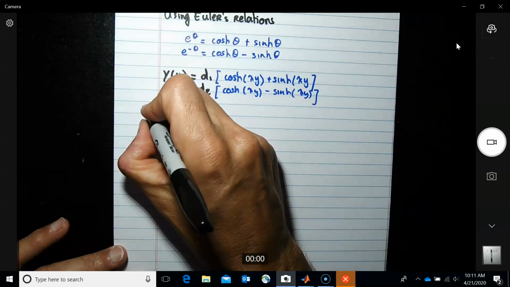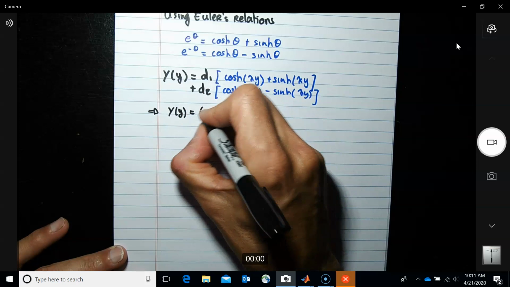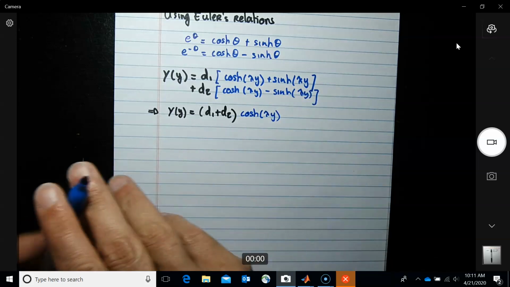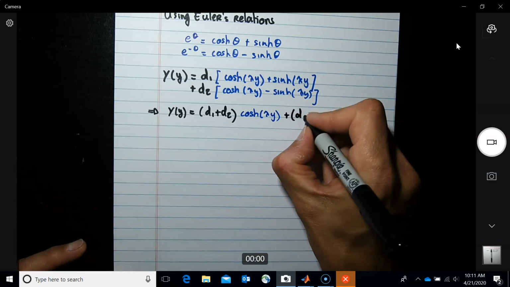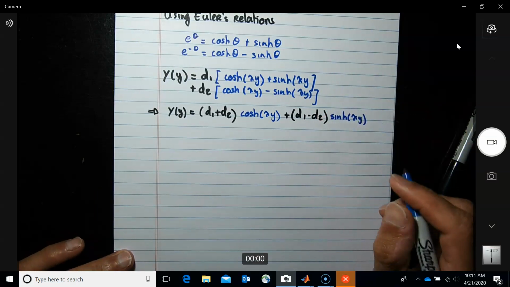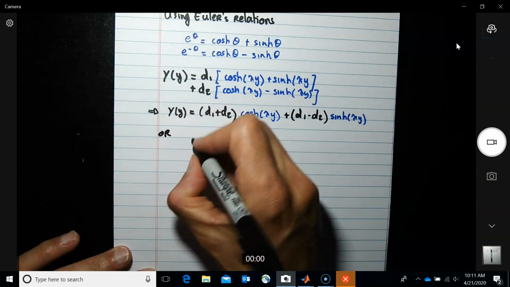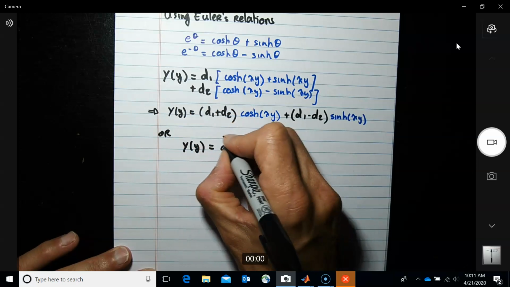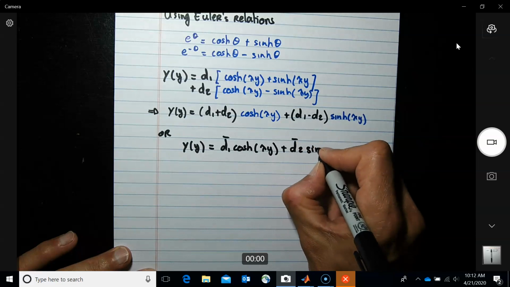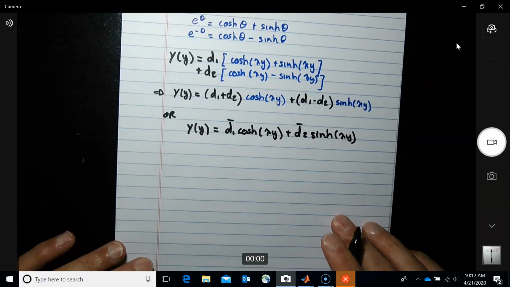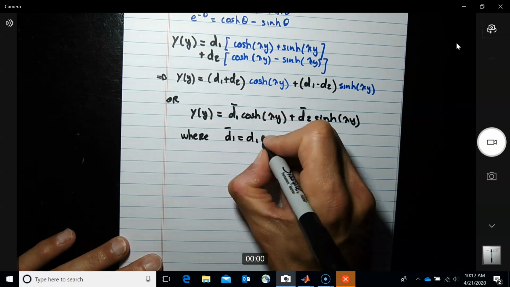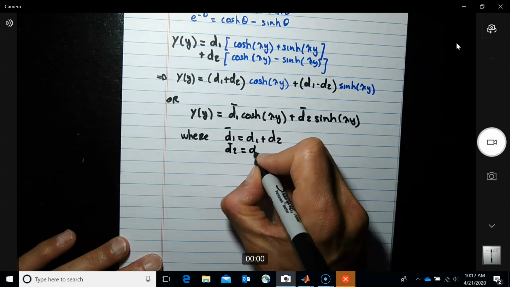So this will give y of y equals d1 plus d2 times cosh lambda y, plus d1 minus d2 times sinh lambda y, or y of y will be equal, let's say, to d bar 1 cosh lambda y plus d bar 2 sinh lambda y, where d bar 1 is d1 plus d2, and d bar 2 is d1 minus d2.